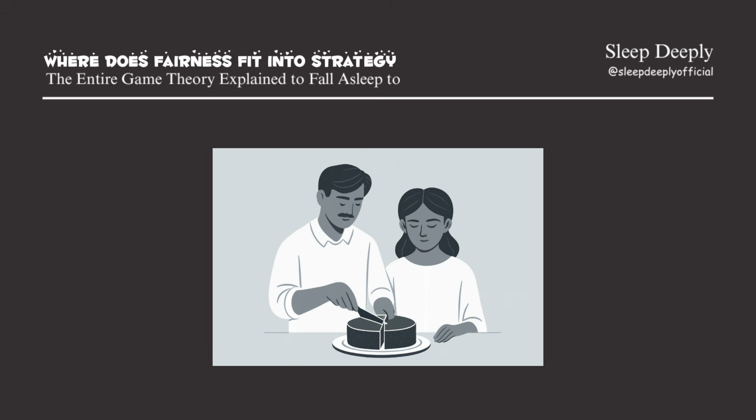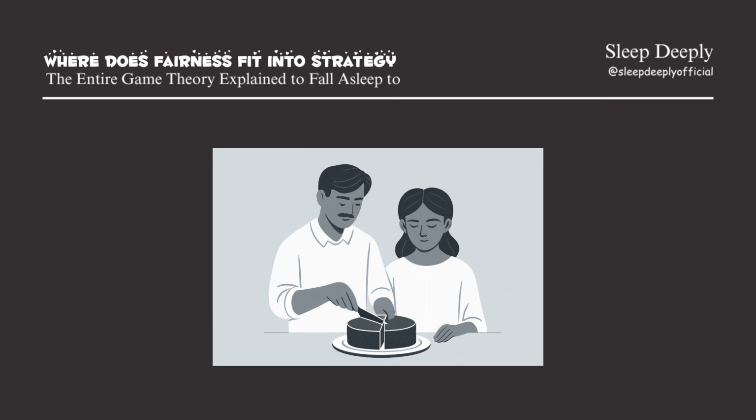Where does fairness fit into strategy? Strategic decisions aren't only about outcomes. They're also about whether those outcomes feel fair. Even in situations where logic and self-interest usually dominate, fairness has surprising influence. Classic game theory assumes people focus on maximizing their own benefit. But in real life, people often walk away from deals that would help them if they believe the deal is unfair. Take the ultimatum game as an example.